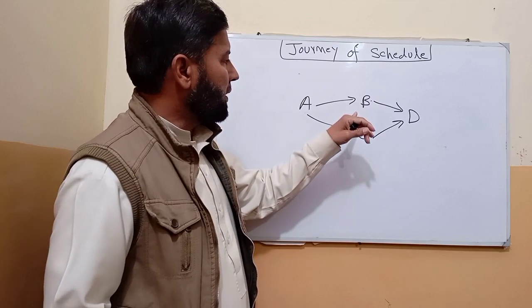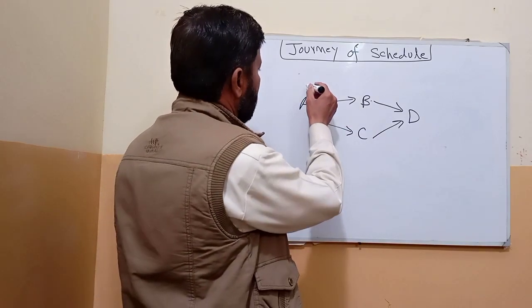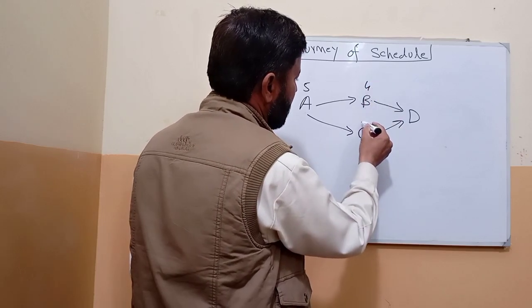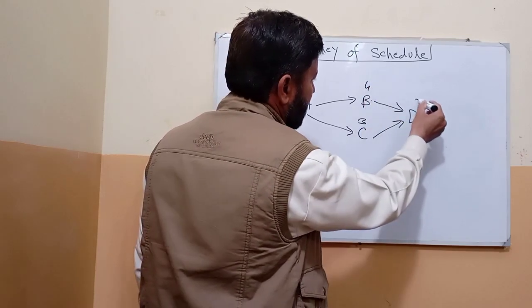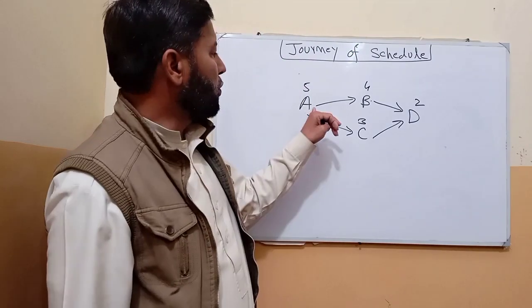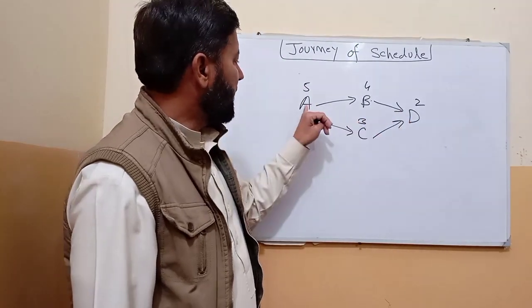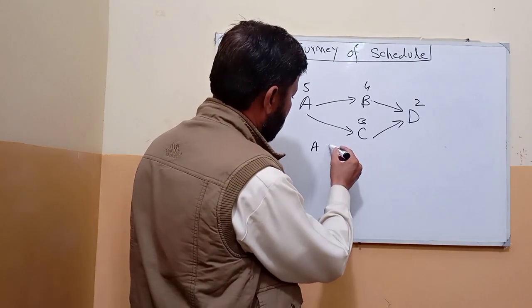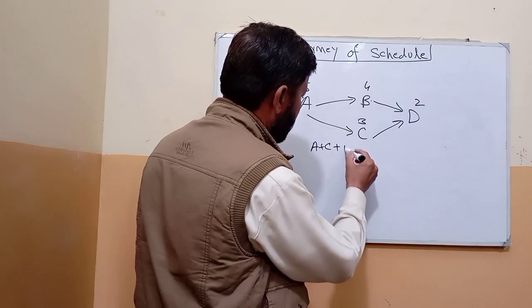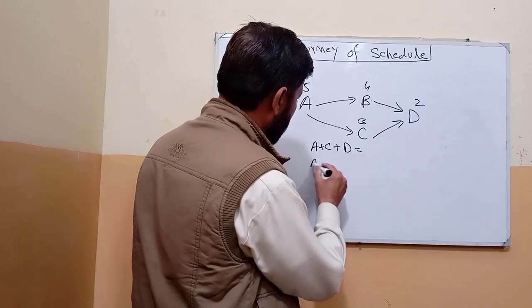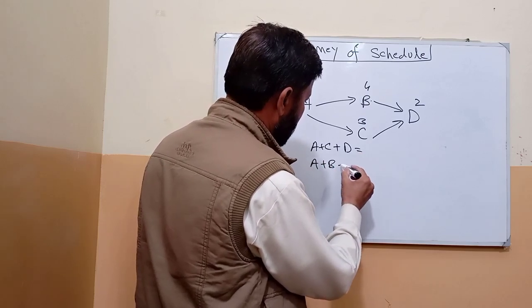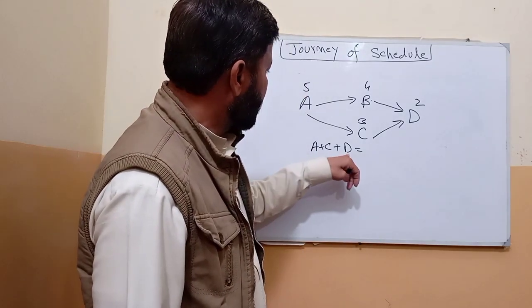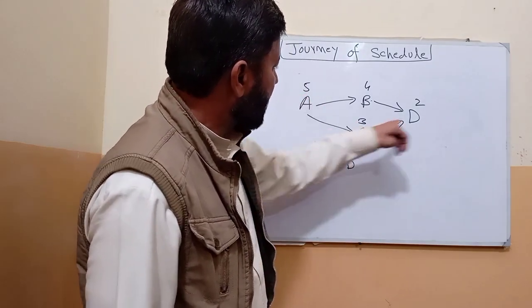From this schedule network diagram, I will tell you the critical path method. Activity A will take 5 days, this will take 4 days, this will take 3 days and this will take 2 days. There are two paths, A, B, D and A, C, D. I will calculate the duration of A, C, D and A, B, D. How much duration for A, C, D? 5 plus 3, 8, plus 2, 10.